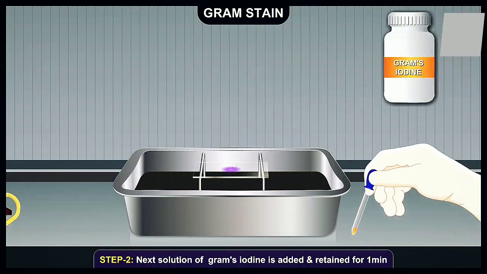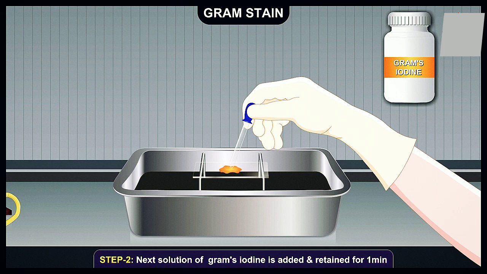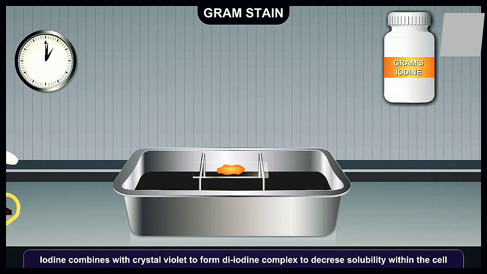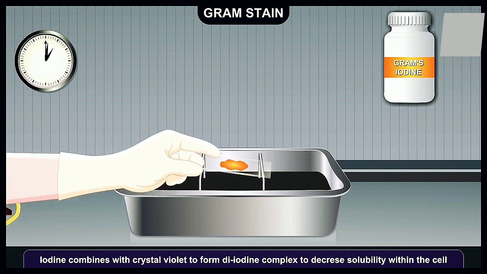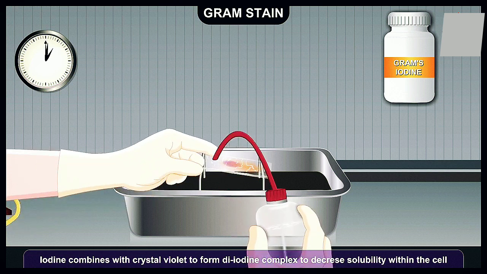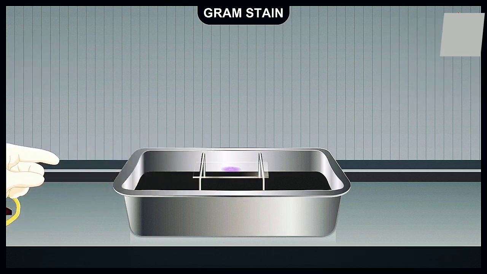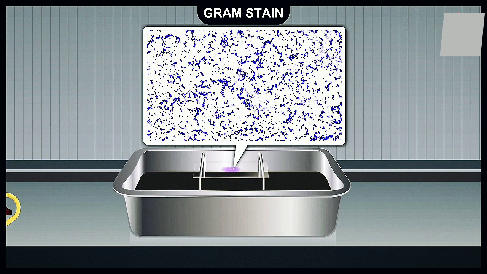Next, a solution of Gram's iodine is added and retained on the slide for about 1 minute. The iodine combines with the crystal violet to form a di-iodine complex, thereby decreasing its solubility within the cell. At this point, the cells still appear purple.